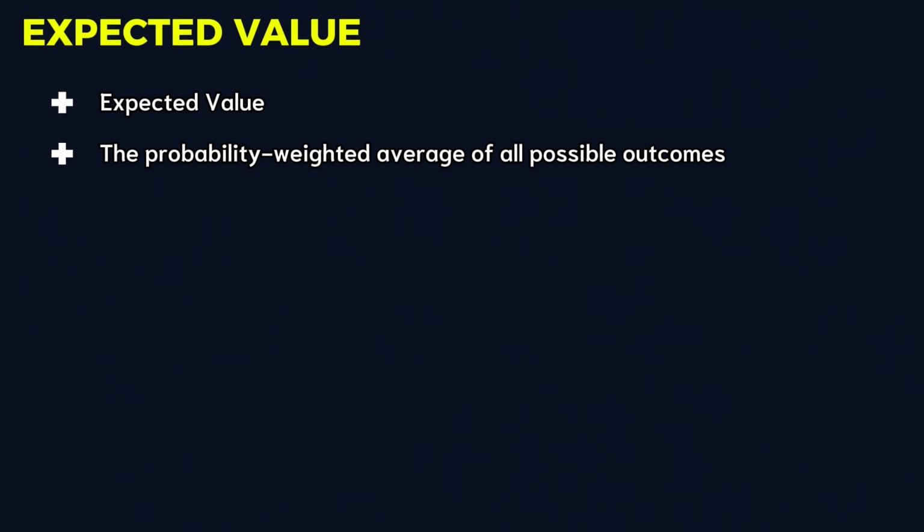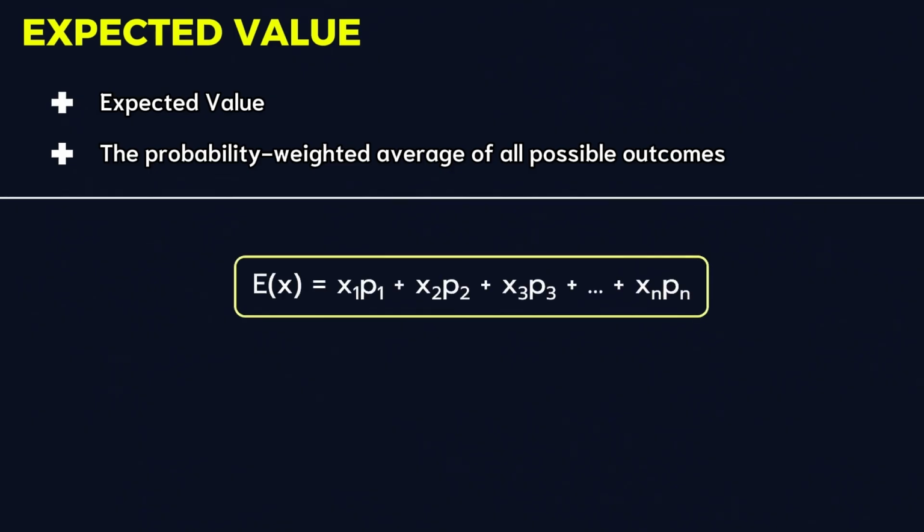E is the expected value. X is the outcome, such as making a 200 profit or losing 20. P is the probability of that outcome occurring. For example, there might be a 20% chance of making 200 or an 80% chance of losing 50.